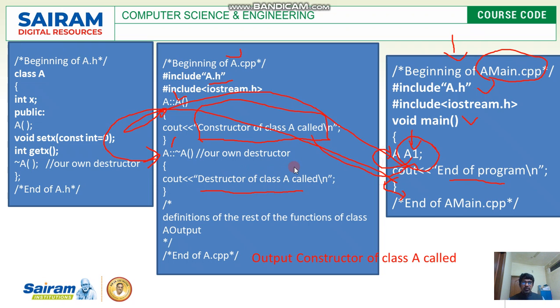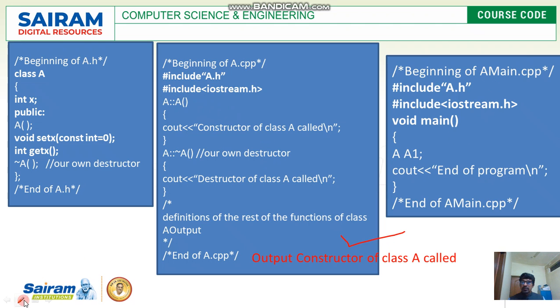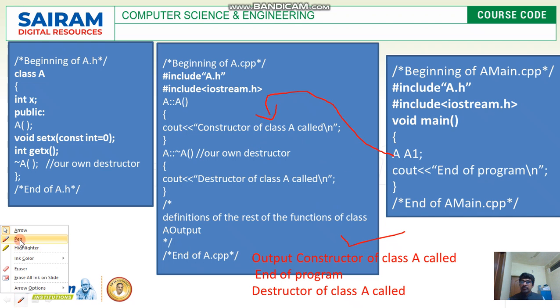So finally, what is going to be the output? As I told, this is the output. Constructor of class A is called by this statement. So let me erase. By creating the object, the constructor will be called. So this is the place the constructor will be called, and this statement will be printed. Next it will come back to this, and what is there in the cout, that will be printed.